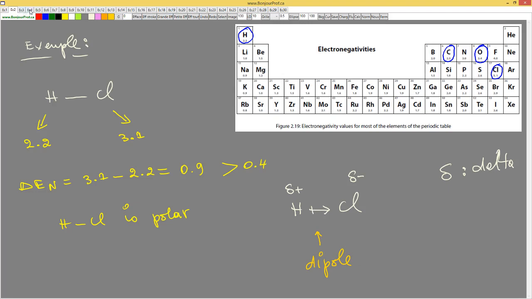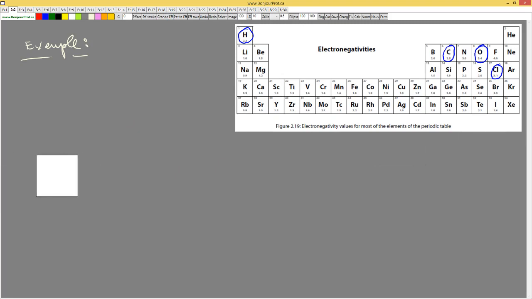I'm going to take another example now, example 2. Which one am I going to take? I'm going to take CO, carbon and oxygen. So, for example, I have C and O here. Is this bonding polar or not? What do I have to do? Again, the electronegativity. We're going to compare the electronegativity. Which one is attracting more than the other? Carbon, its electronegativity is 2.5. Oxygen, its electronegativity is 3.4.